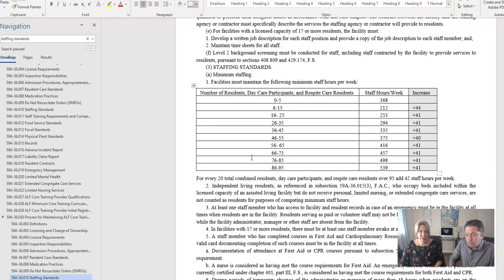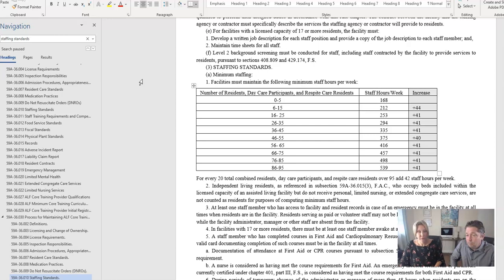So you have to start at the 0 through 5 residents, and you need 168 hours a week, and then it increases there. A good way to remember from the 0 to 5 is add 10 to the 5 for each one, and go 10, 5, 15, 25, 35, and so on. And that will give you a range of residents. And then your staffing hours increase.